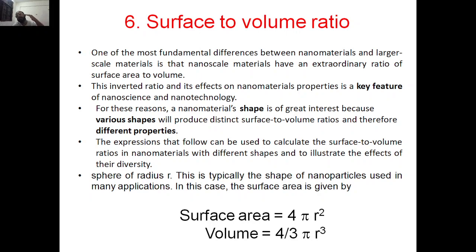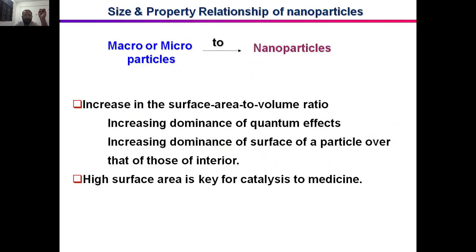Now I need to find the surface to volume ratio. So surface will go in the numerator, and the denominator will be volume. So the 4 and 4 get cancelled, right? That we will see later. Okay, so this again we discussed. From macro or bulk to the microparticles to the nanoparticles, as we are reducing, the surface is becoming more, the volume is reducing, that's why the surface to volume ratio is high.